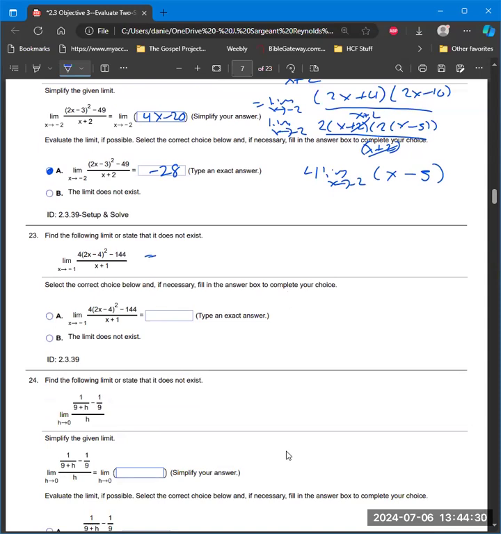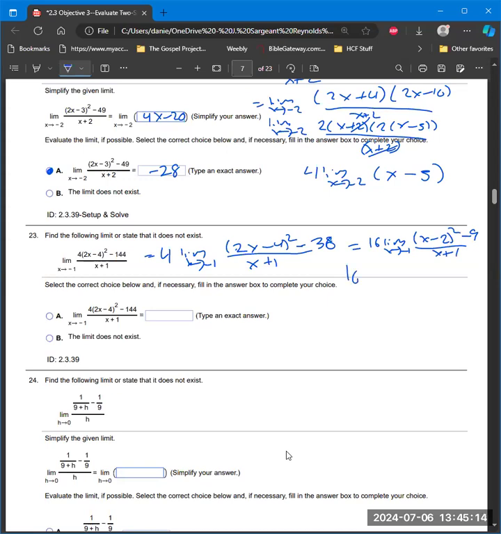Let's pull the 4 out here. And as x goes to negative 1 of 2x minus 4 squared minus 36. And then there's another 4 that can come out. When I pulled this 2 squared out, it's going to be 16. Limit as x goes to negative 1 of x minus 2 squared minus 9 over x plus 1.